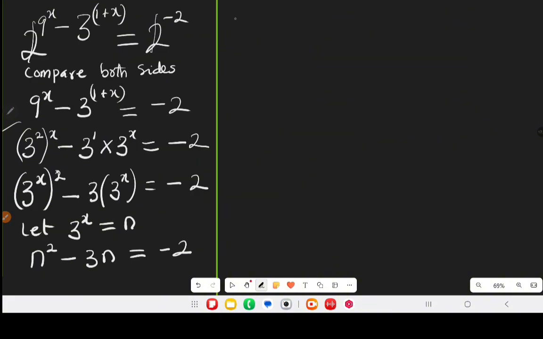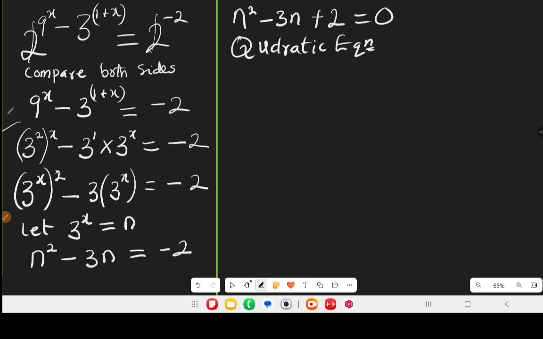Now this will be n squared minus 3n. We move minus 2 to the other side of equality, which will give us plus 2 equal to 0. This is a quadratic equation. We have different methods of solving a quadratic equation. We can use the quadratic formula.